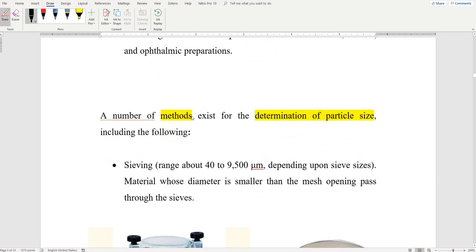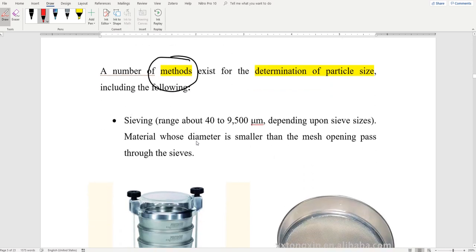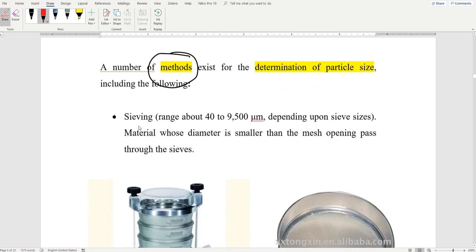Okay, now, what are the methods that we can use to measure the particle size? Because as I told you, particle size is very important. It influences many factors. Now, one method that we can use is sieving. With sieving, I already described the sieving process to you, and I have shown you a video about that.